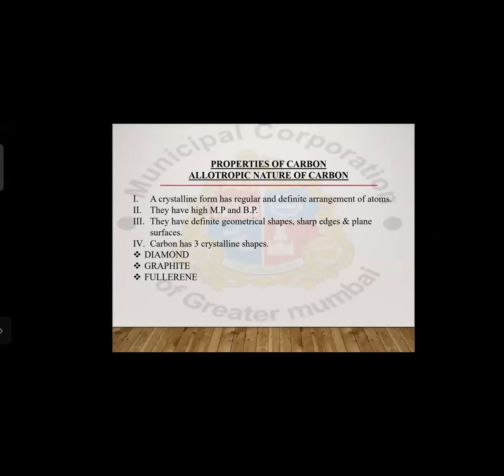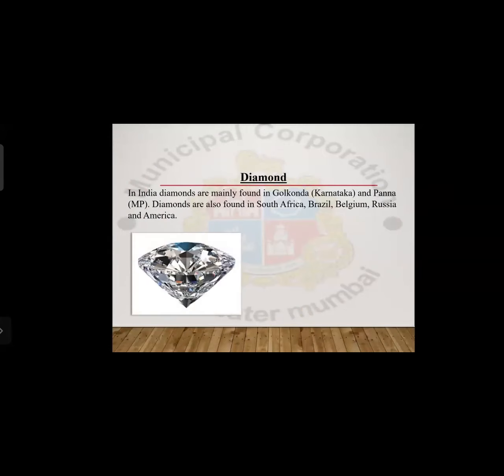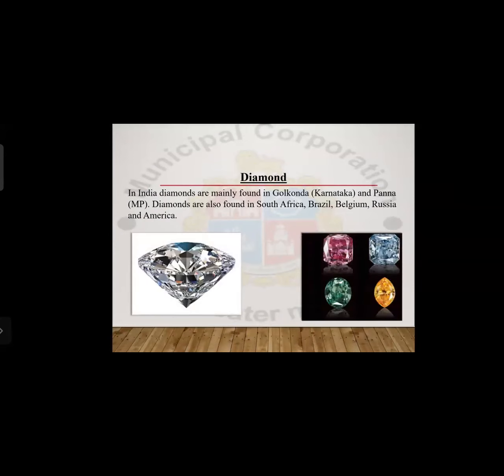The three crystalline forms of carbon, as we have seen earlier in the web chart or tree diagram, were diamond, graphite, and fullerene. So let us study diamond. The first crystalline allotrope of carbon is diamond. Now I will give you a view of diamonds. Isn't it? They are amazing. They are very attractive. And they are also very costly at the same time.